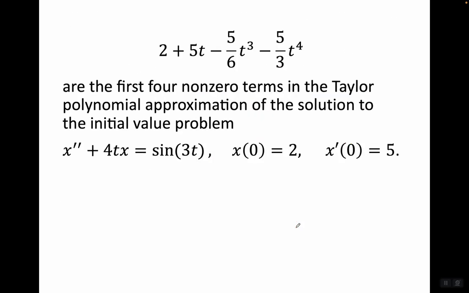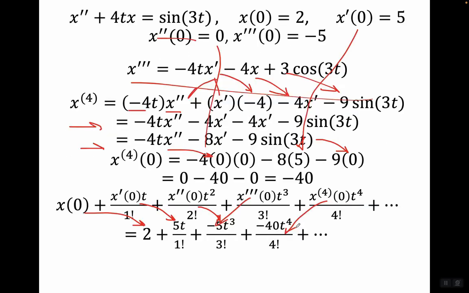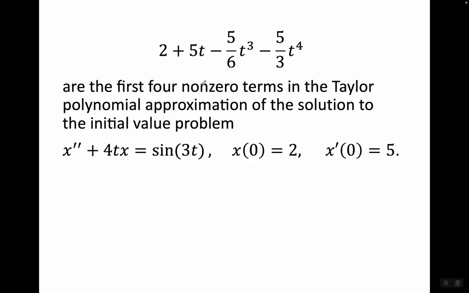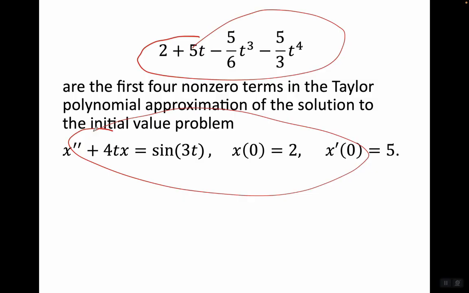And when we simplify this, we multiply things out and simplify it. We end up with 2 plus 5t minus 5/6t cubed minus 5/3 t to the fourth are the first four non-zero terms in the Taylor polynomial approximation of the solution to this initial value problem. I think that's really cool because without even really knowing how to solve a differential equation like this, we're able to come up with a decent approximation using Taylor series. Very cool.